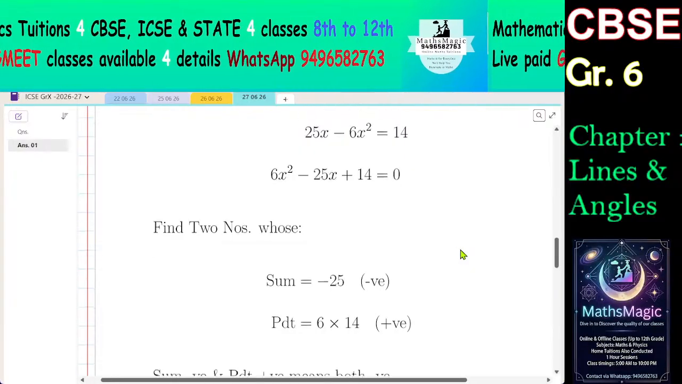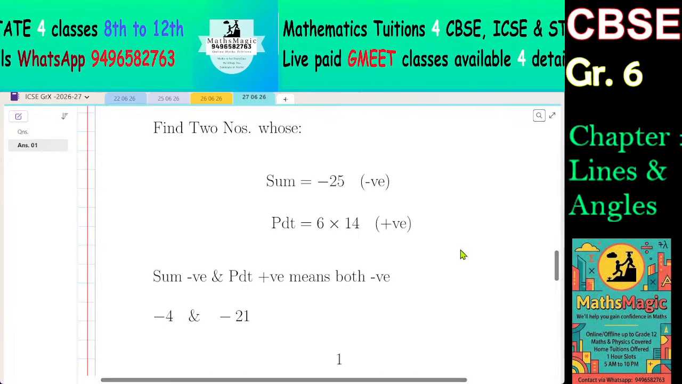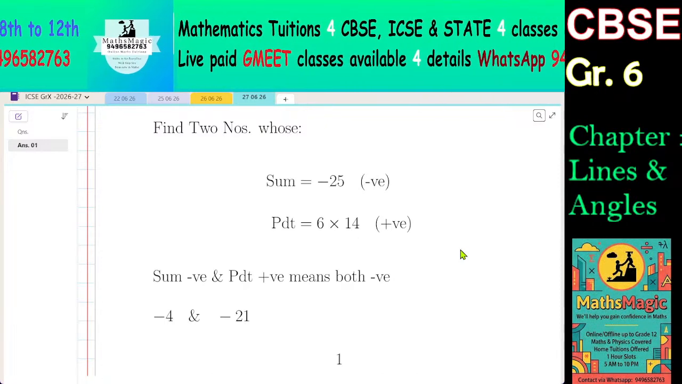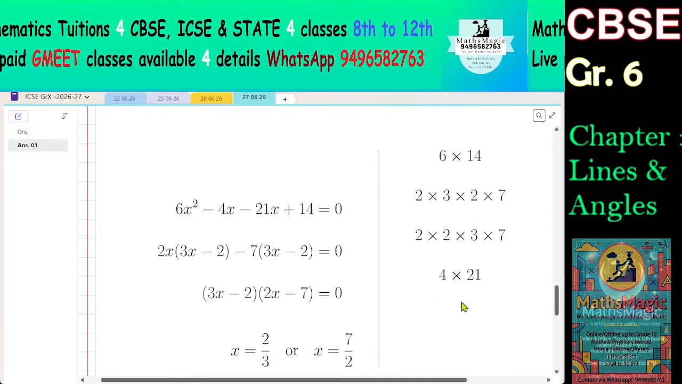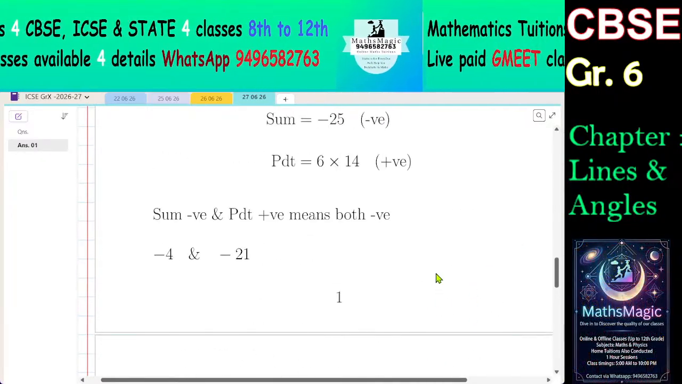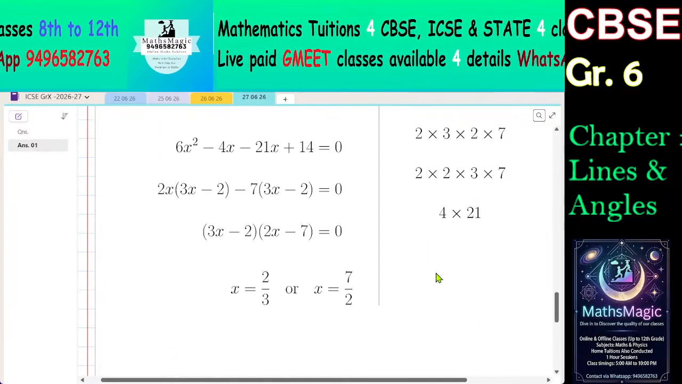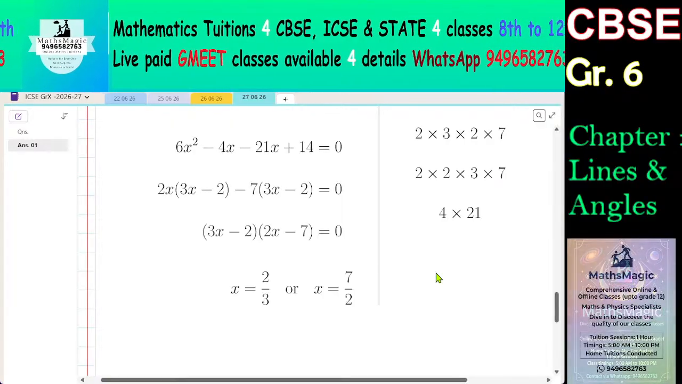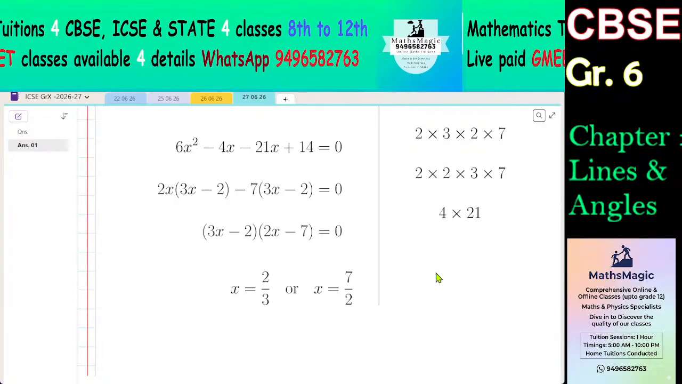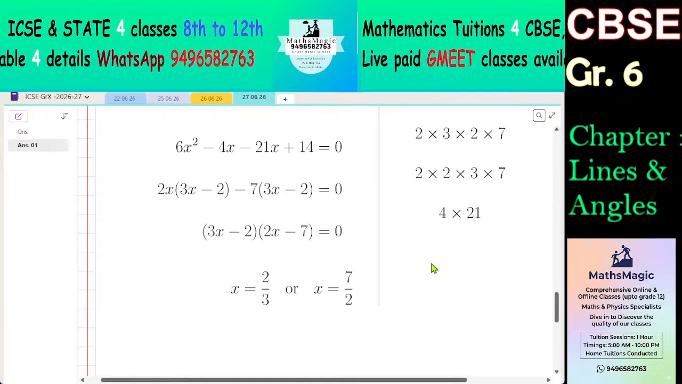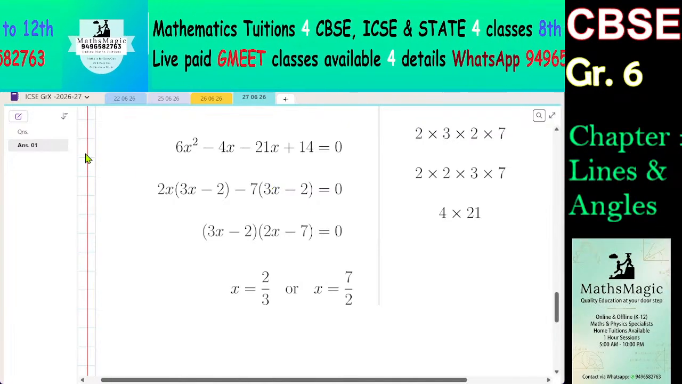You need to find two numbers whose sum is negative 25 and product 6 times 14. Sum is negative and product positive means both negative. You can factorize this: 6 times 14, prime factorization, you get 4 times 21. So the numbers are negative 4 and negative 21, and the factorization is done by splitting the middle term, the term with x, and you will get the solution like this. If anyone needs the link for this PDF, I can WhatsApp it for you. Okay.